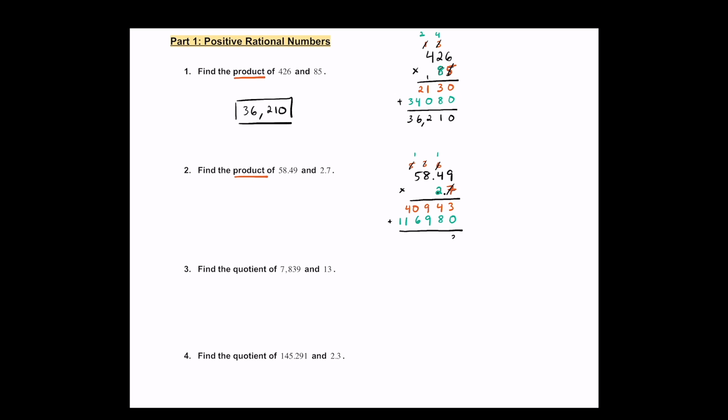3 plus 0 is going to be 3. 8 plus 4 is going to be 12. We'll carry the 1. 9 plus 9 is 18, plus 1 is 19. Carry the 1. 1 plus 0 plus 6 is a 7. This will be a 5. This will be a 1.